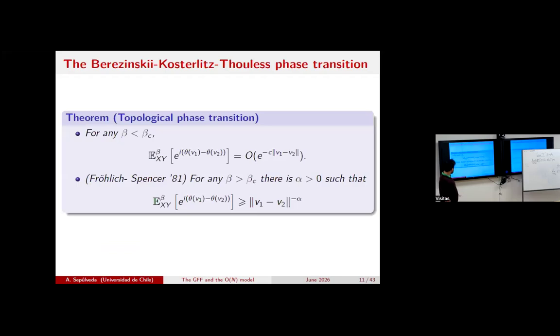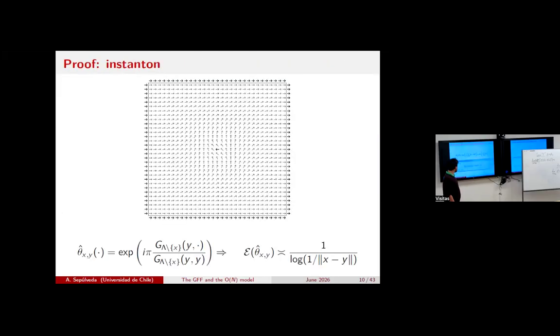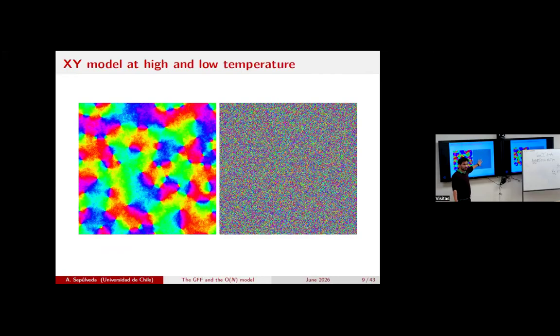So the topological phase transition in this context tells you that at low temperature, at high temperature, you still have exponential decay of correlation. So this explains this object. This is what we expect when I say exponential decay of correlation. I want you to think about a broken TV, but now with more colors.